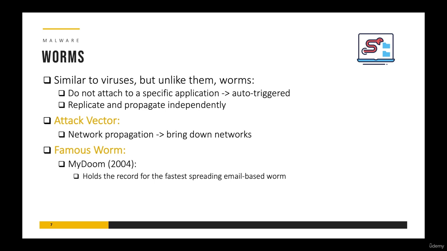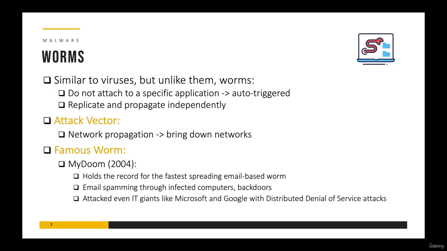It infected Microsoft operating systems. The basic purpose of this worm was to infect computers so that spammers could send spam emails through the infected computers. So this worm basically opened backdoors in the systems, which provided further access to the remote hacker. An interesting thing about the MyDoom worm was that it even attacked IT giants like Microsoft and Google with distributed denial of service attacks. It caused a significant amount of damage all around the world, and it was estimated that it caused a total of $38 billion damage. Now that's a significant damage.